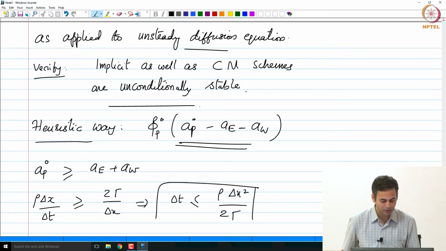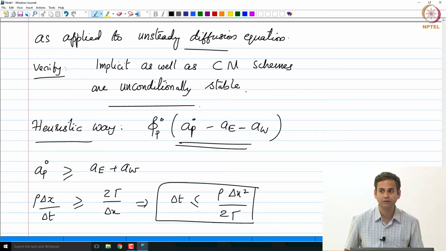Okay. Do we get the same condition from the heuristic analysis and from the von Neumann stability analysis? Okay. But the von Neumann stability analysis is much more formal, so you can apply it to everything. Heuristic only works in certain aspects. Okay.